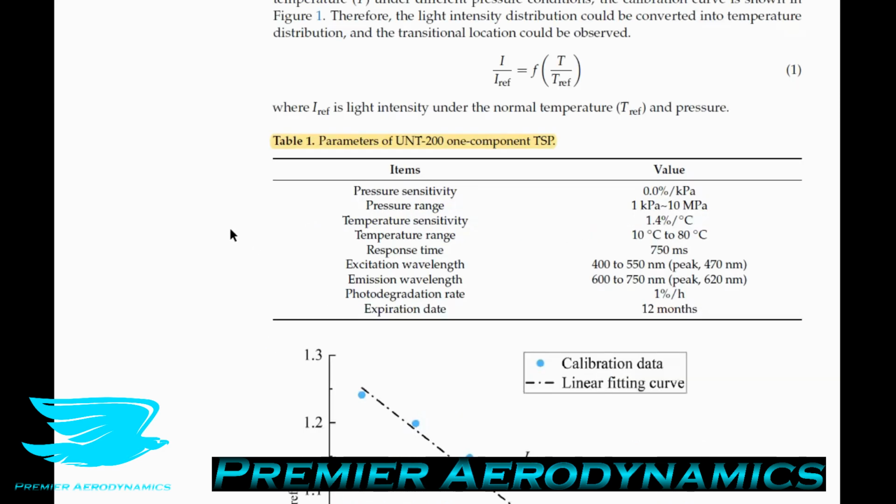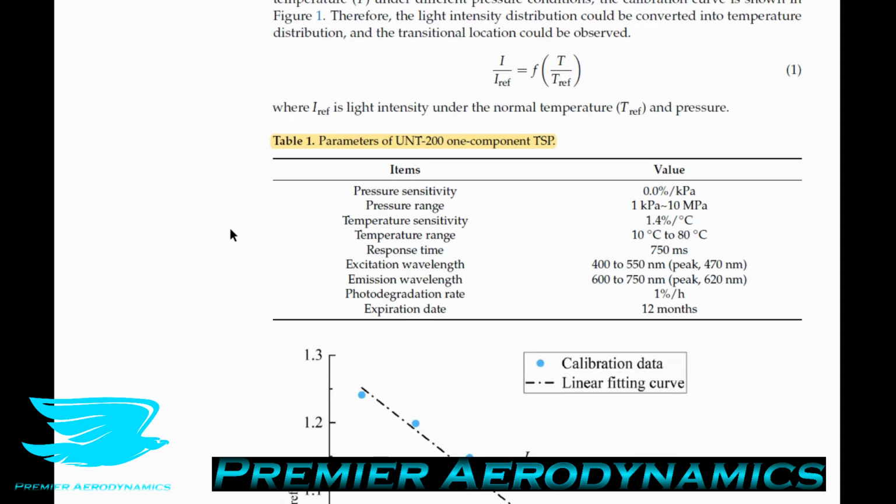Some things about the TSP. First of all, it's not sensitive to pressure at all. So if you change the pressure by 10 kilopascals or a kilopascal, whatever, the intensity does not change, which is pretty amazing. Secondly, the operating range for the pressures is huge. It goes from 1 kilopascal to 10 megapascals. Another important aspect, it can be used between 10 degrees Celsius and 80 degrees Celsius. Also, the response time is 0.75 seconds. So that's pretty quick when you think about it.